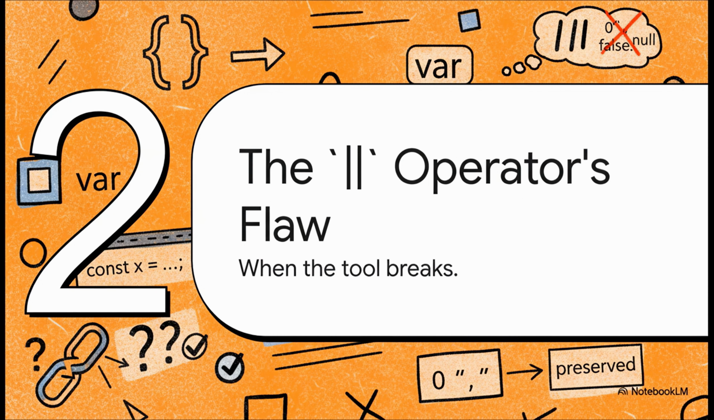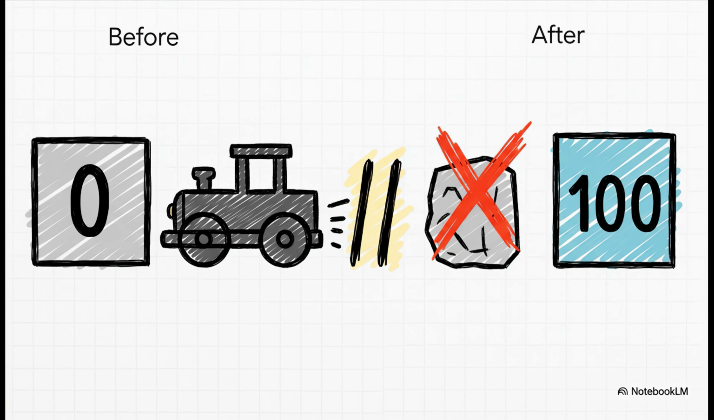That classic tool, our old friend the OR operator, has a hidden flaw. It's like a tiny crack in the foundation that can cause some really surprising bugs, especially when you start working with numbers. Just look at this. We've got a variable, height, and we set it to 0. That's a totally valid measurement, right? But when we use the OR operator to set a default of 100, boom, it shows 100. Our real data, our 0, just got completely ignored and thrown away.